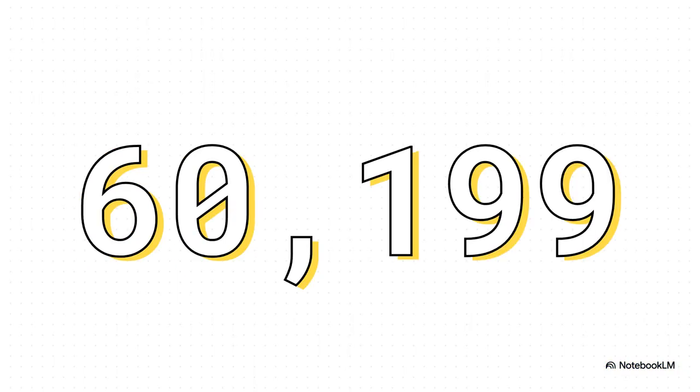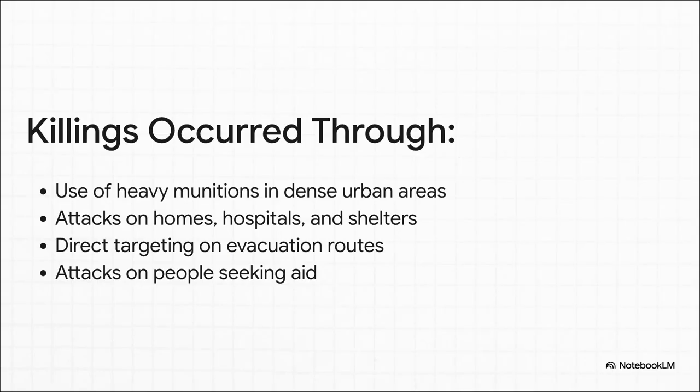The first act on that checklist is killing members of the group, and the report starts with a truly staggering number. According to their findings, during the period they reviewed, just over 60,000 Palestinians were killed. But the commission argues that the number alone doesn't tell the whole story. What really matters is how these deaths occurred.